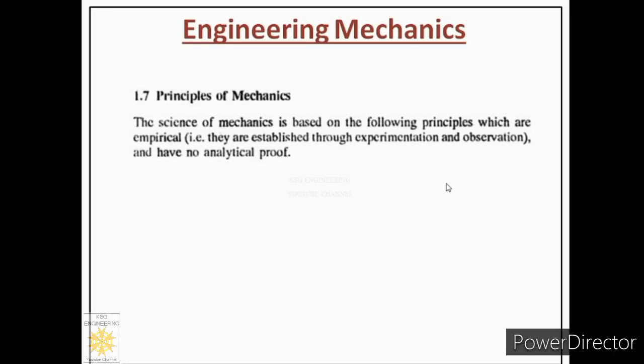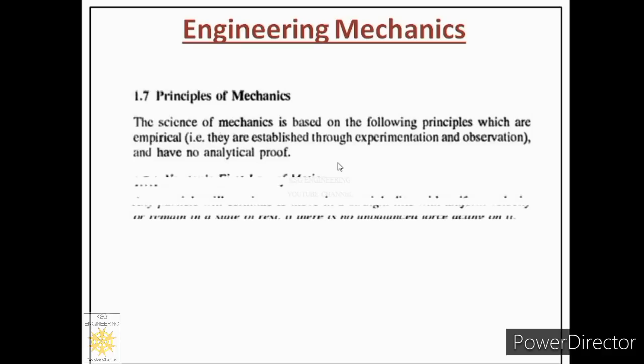Next we will talk about the principles of mechanics. The science of mechanics is based on the following principles, which are empirical, that is, they are established through experimentation and observation and have no analytical proof. So we will see certain principles over here now which are important from the mechanics point of view.